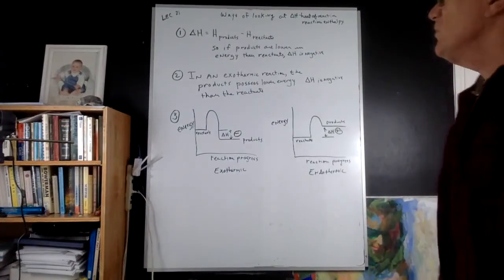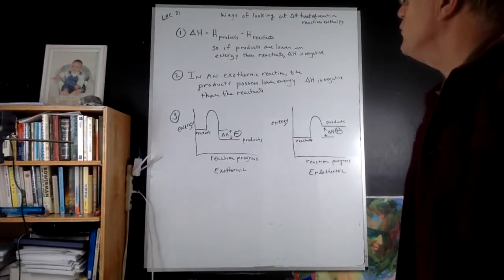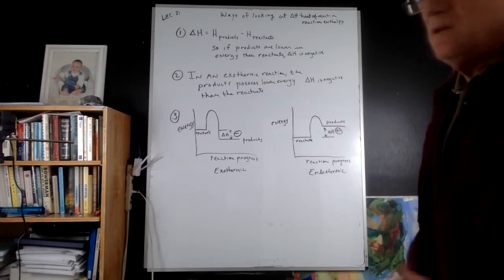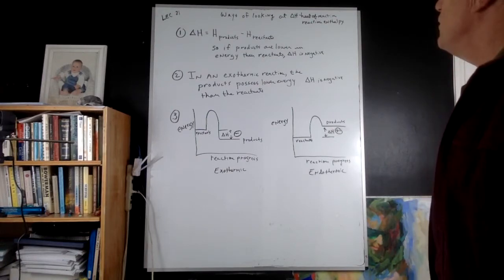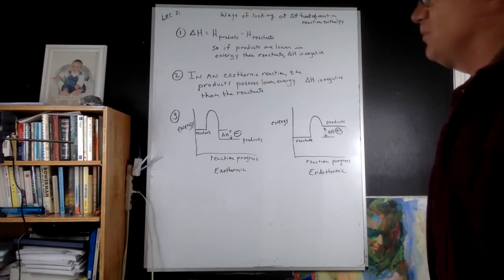So here's a little talk. This is lecture 21 in thermodynamics. It's just ways of looking at delta H. Delta H has different names. It could be called heat of reaction, reaction enthalpy.